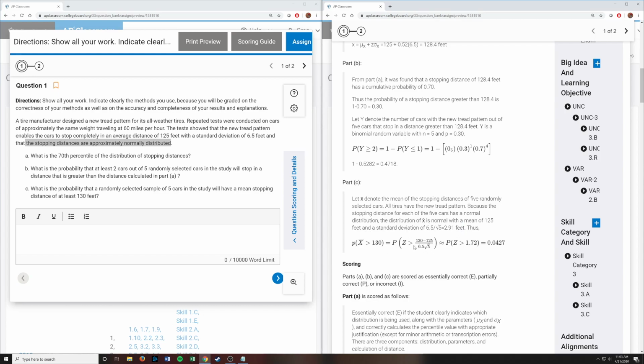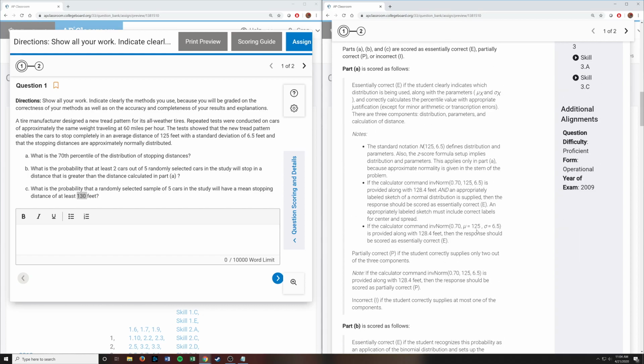So what they did here was just calculate the z-score by taking 130, which is the number from the problem here, subtracting the mean, 125, and dividing by the standard error. That should be 6.5 divided by the square root of 5, which is the 2.91 down here. And from there they can get the answer.